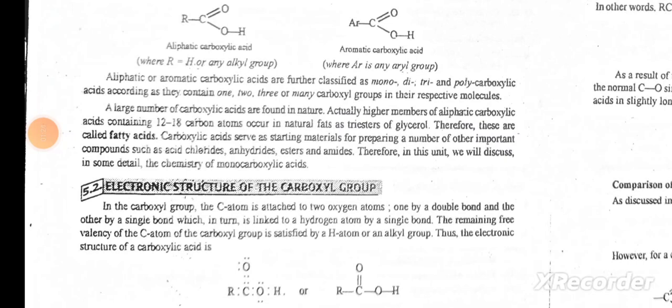A large number of carboxylic acids are found in nature. Actually, higher members of aliphatic carboxylic acids containing 12 to 18 carbon atoms occur in natural fats as triesters of glycerol. Therefore, these are called fatty acids. Carboxylic acids serve as starting materials for preparing a number of other important compounds such as acid chlorides, anhydrides, esters, and amides. Therefore, in this unit, we will discuss in some detail the chemistry of monocarboxylic acids.